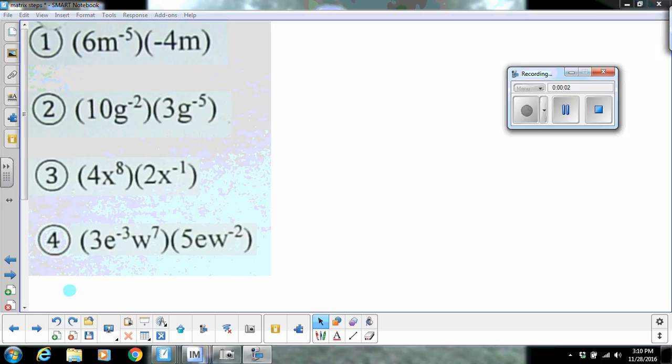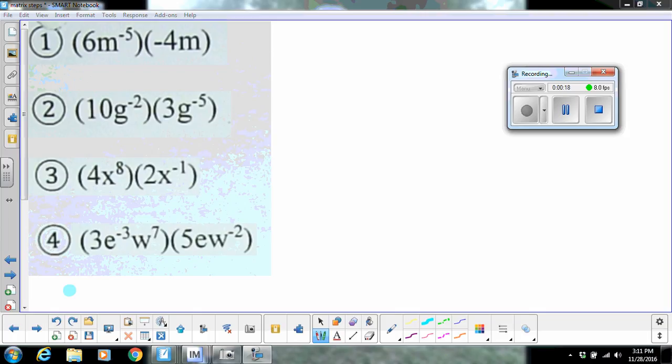All right, I'm going to go through several of your homework problems from tonight, just focusing on negative exponents here. Okay, and you're going to notice that up here on my screen I have problems 1 through 4. That's because they are all very similar. Okay, they are all multiplication. So the first thing we are going to do is we are going to multiply our big numbers.